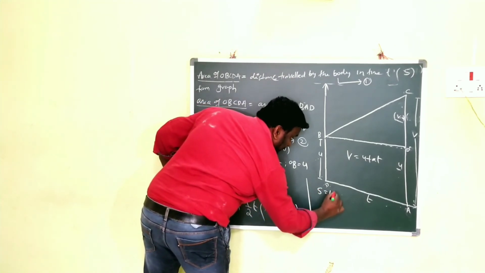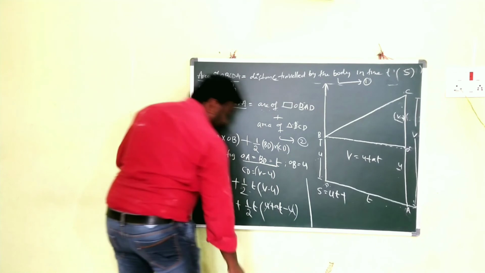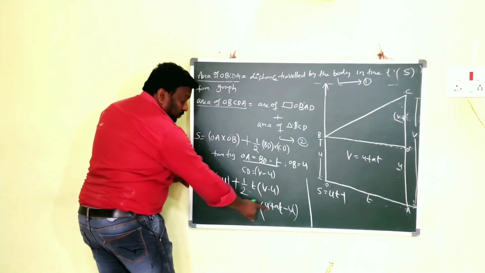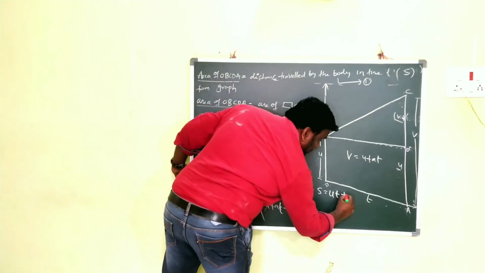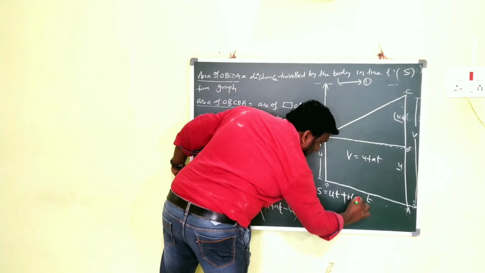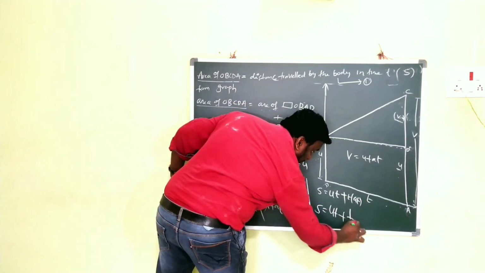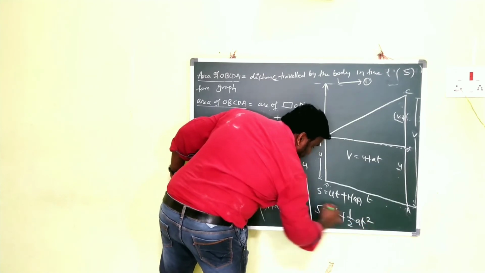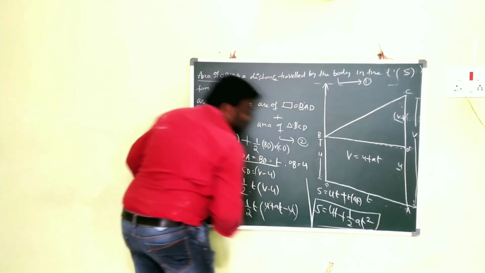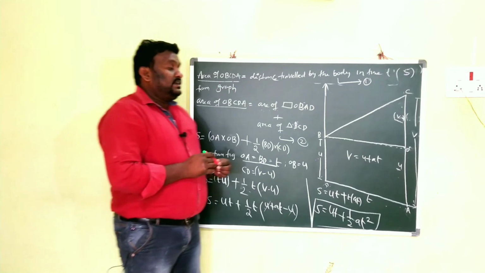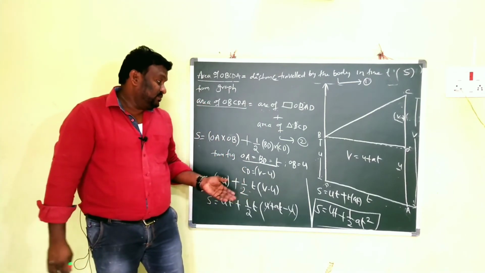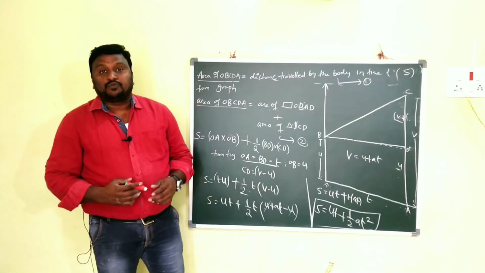S is equal to UT plus, here what do you get? Half into T into AT. Then S is equal to UT plus half AT square. So this is the derivation, children. Clear? This is the derivation of S is equal to UT plus half AT square.